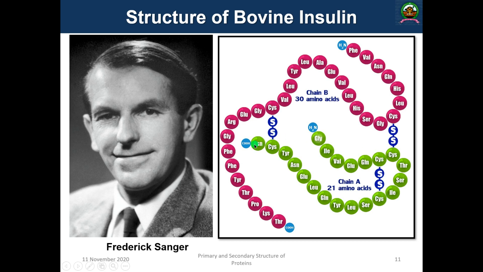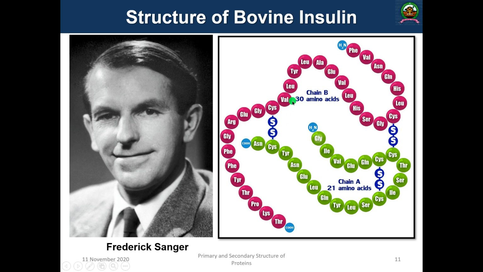Here you can see there is the 20th one, counting 1, 2, 3 up to 20. The 20th amino acid of the A chain and the 20th amino acid of the B chain have a disulfide linkage, not a hydrogen bond. This is stabilized by peptide linkage, and this is stabilized by disulfide linkage.